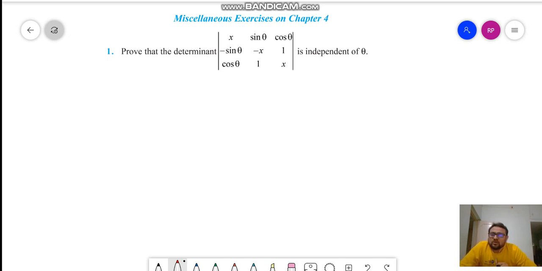First question is prove that the determinant x, sine theta, cos theta; minus sine theta, minus x, 1; and cos theta, 1, x is independent of theta. Okay, so let's solve this determinant. What I will do, I will just try to solve this determinant.